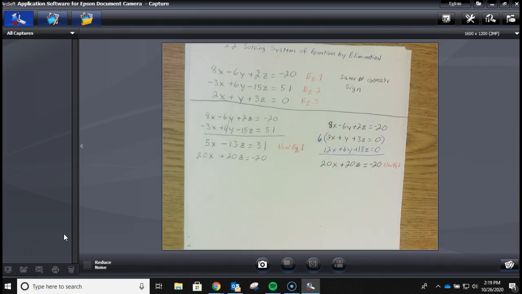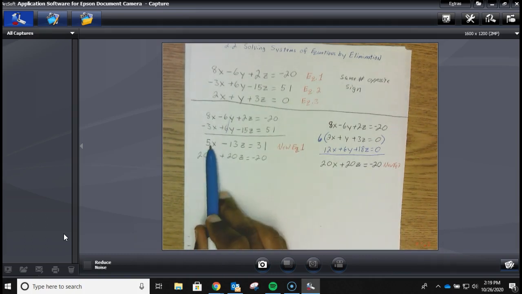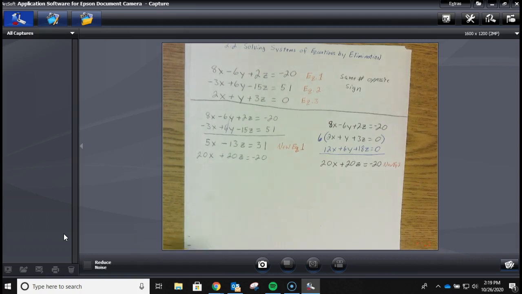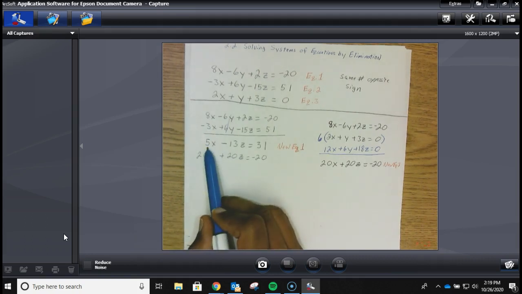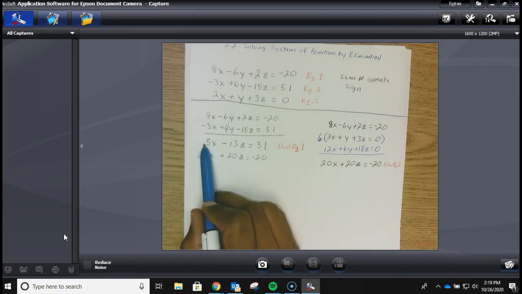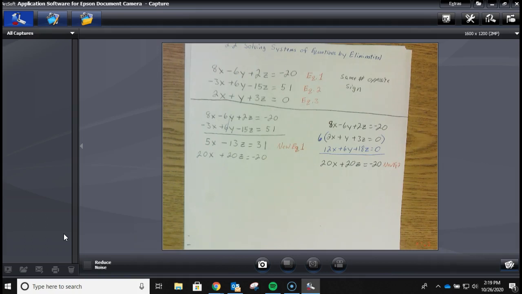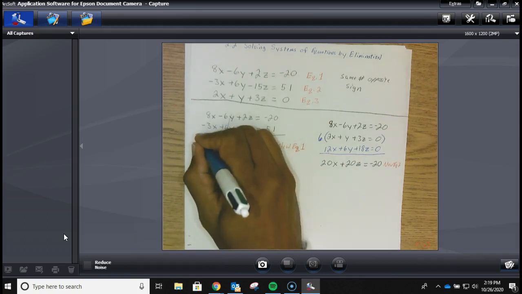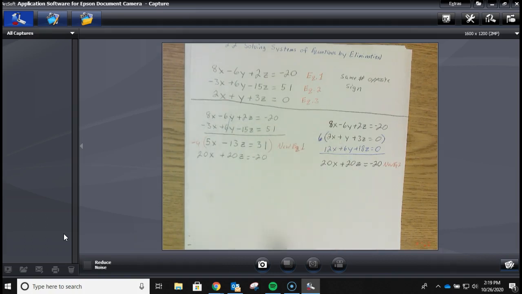All right, me personally, I would eliminate the x's, because all I have to do to get these two to be the same number, opposite sign, is to multiply the top equation. I'm going to multiply the entire top equation by negative 4.